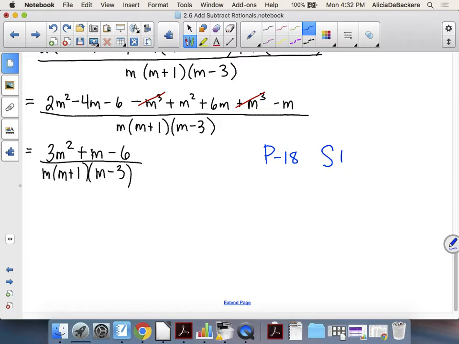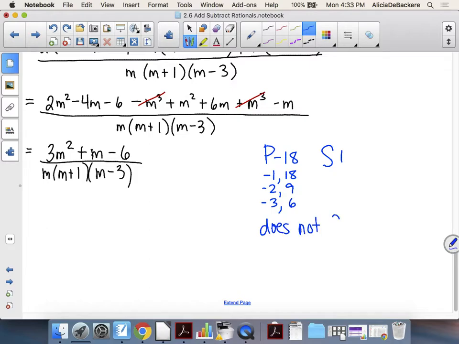So I go through all my products of 18. I'm thinking about negative 1 times 18, negative 2 times 9, negative 3 times 6. And I notice that none of them are going to give me a sum of positive 1, even if I switch the signs to have the negative on the other term. So this does not factor.